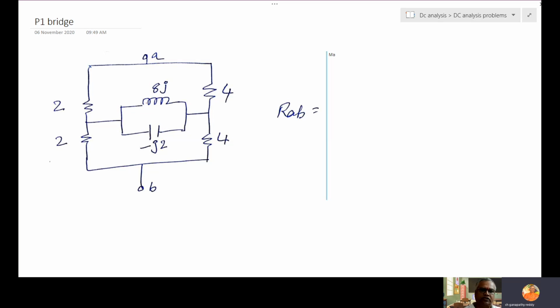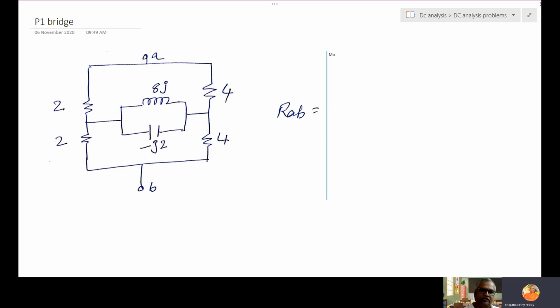Most of the students solve this problem like this. They think that this 2 ohm, 8J, and 4 will form a delta connection, and 2, minus J2, and 4 will form another delta connection. They start converting delta into star, both they convert into star, then simplify using series parallel. Like that, they waste a lot of time because these are complex values, 8J and minus J2.